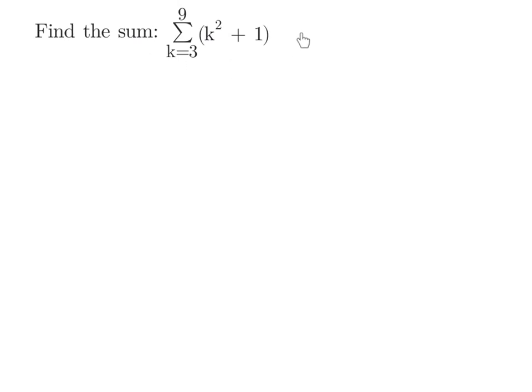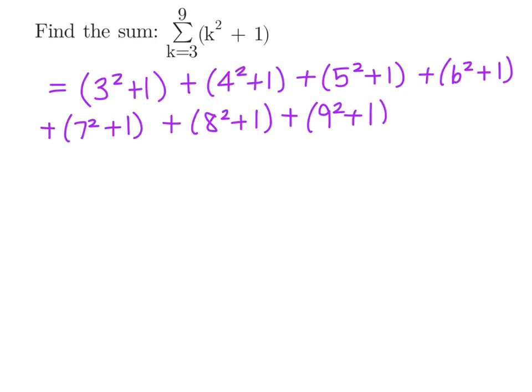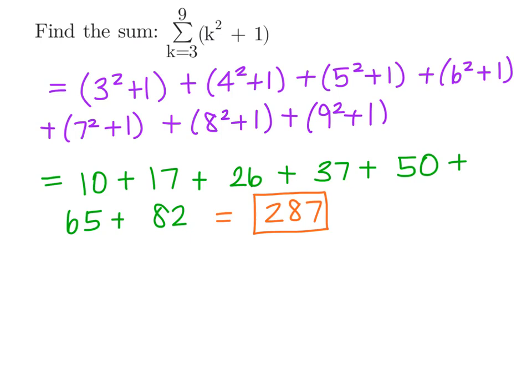So let's find the sum of this expression right here. So we're going to start with 3 and end with 9, and we're going to plug it into the expression k squared plus 1. So what I'm doing here is I'm just plugging in every integer from 3 to 9 for k, so that's 3 squared plus 1, plus 4 squared plus 1, plus 5 squared plus 1, etc., all the way up till 9 squared plus 1. So I just need to figure out what these are, add them up, and there's my sum. And so once I simplify all those terms, I just throw them into my calculator and I find the sum to be 287.